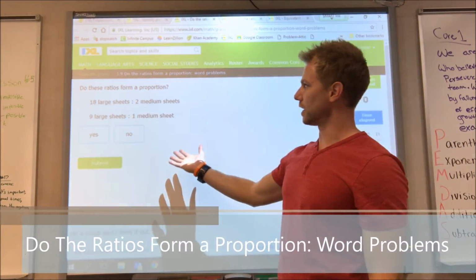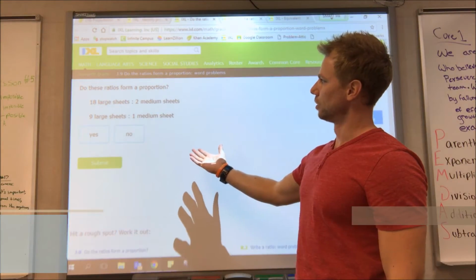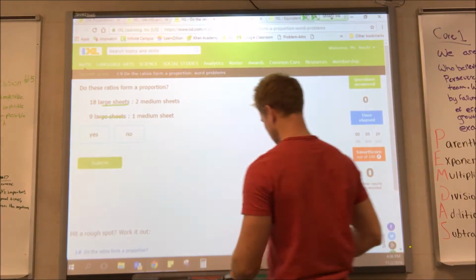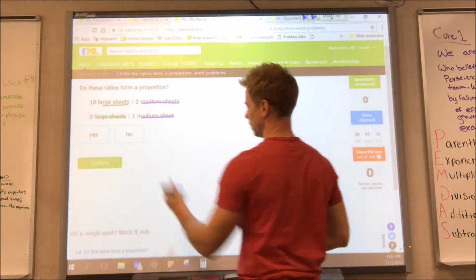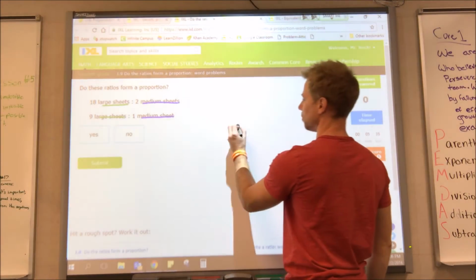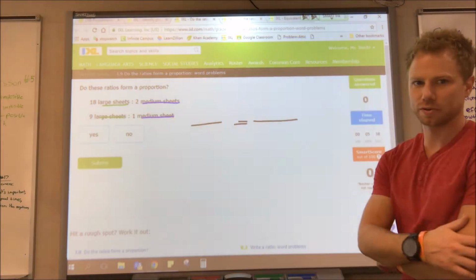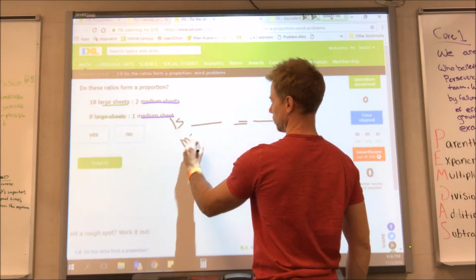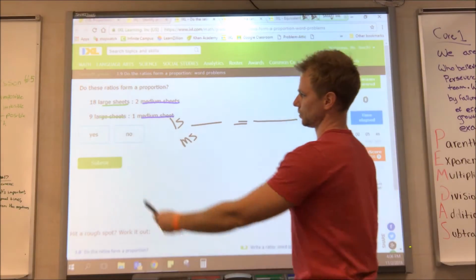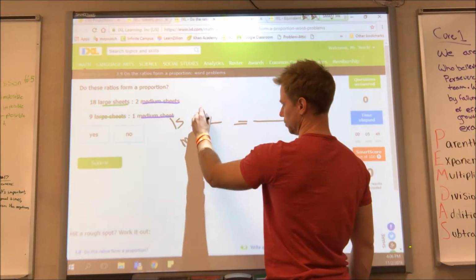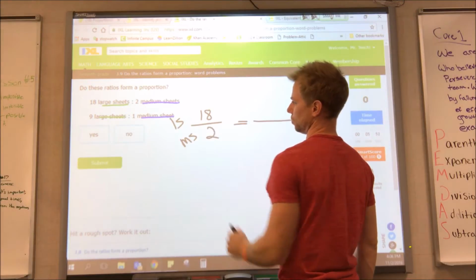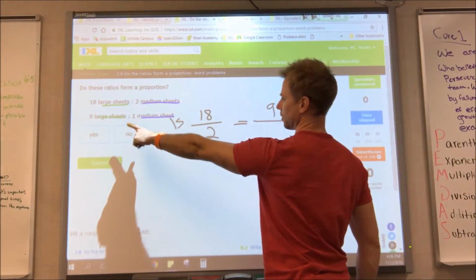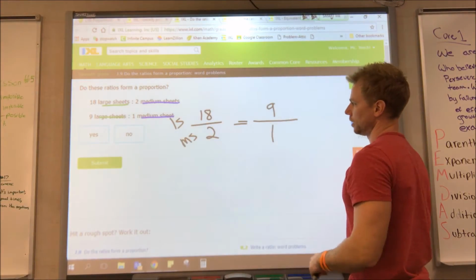All right, kind of the same thing we did the first time. Do these ratios form a proportion? Again, our labels, large sheets and medium sheets. So when I set up my proportion, I need to put my labels in place so that I put the numbers in the right spot. So I have LS for large sheets, MS for medium sheets. So I have 18 large sheets for every 2 medium sheets. 18 on top, 2 on the bottom. 9 large sheets for every 1 medium sheet. 9 on the top with the large sheets, 1 on the bottom with the medium sheets.